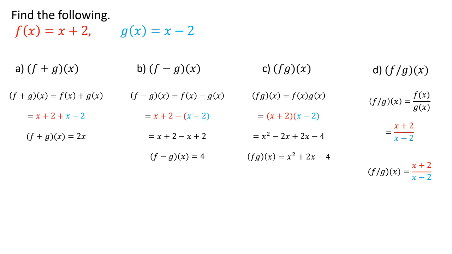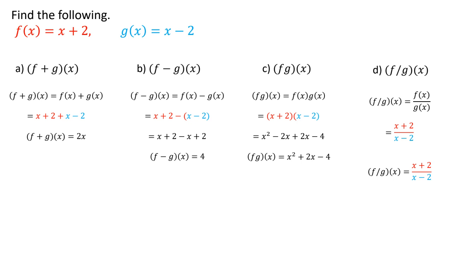So then now the division, again, they're telling us that we want to evaluate f divided by g of x. So basically, they just want us to do that. Divide function f of x with g of x. Again, my red one is x plus 2. My g of x is the blue one, x minus 2.